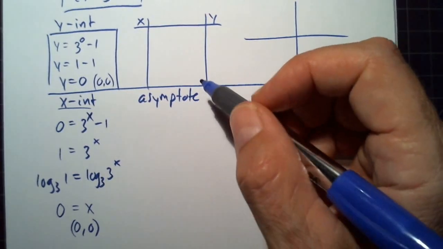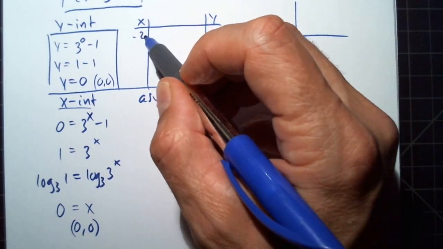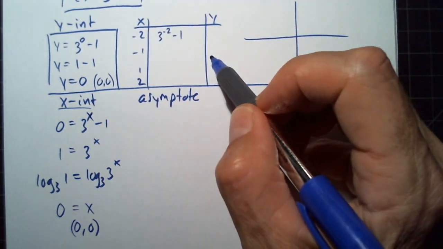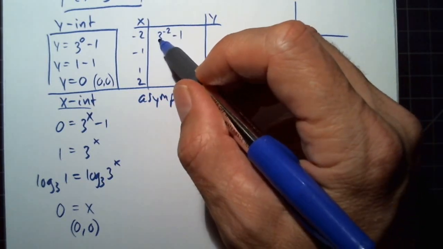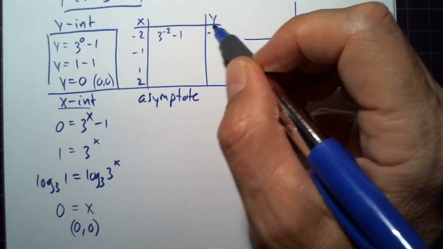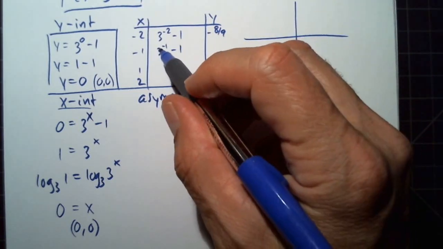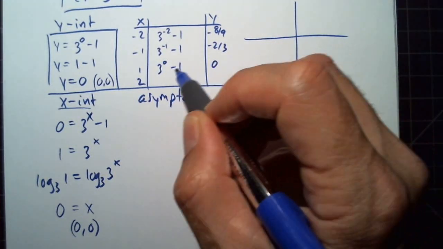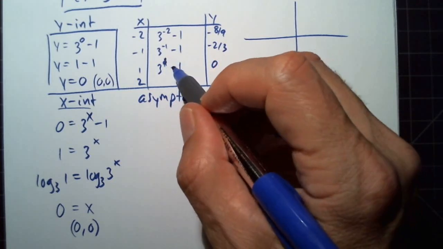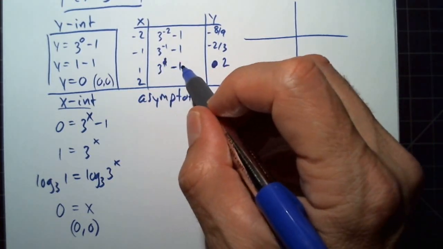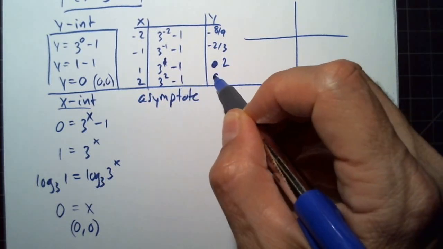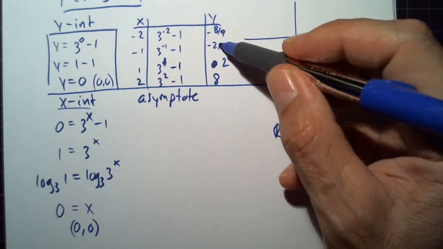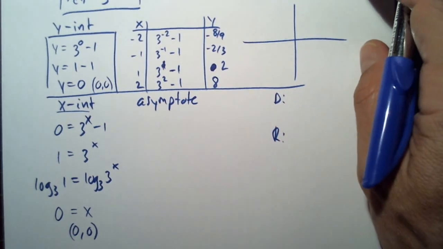The asymptote, well, we can't see it yet. Let's look at some points. We have 3 to the negative 2 minus 1. So that'll be 1 over 9 minus 1, negative 8 over 9. 3 to the negative 1 minus 1. 1/3 minus 1 is negative 2/3. 3 to the 0 minus 1 is 0. Oops, that's 3 to the 1 minus 1 is 2. 3 squared minus 1 is 8. So it looks like we're getting close to negative 1. If these values are getting closer to negative 1, let's see it in the graph.